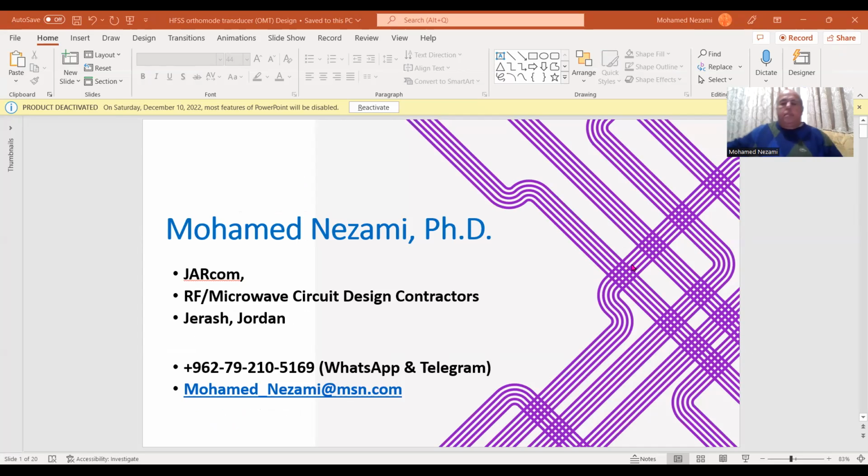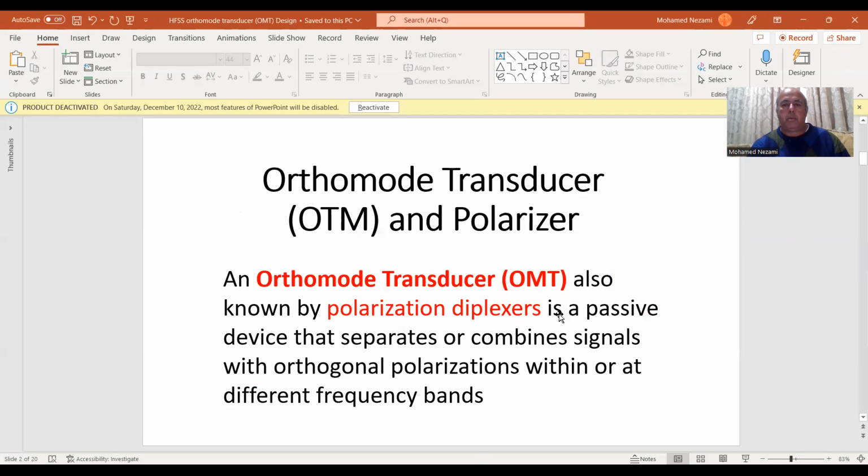Hello again. Okay, so let's continue with OMTs. Like I was saying, an OMT is a passive device that gets attached to the antenna system that can either separate or combine orthogonally polarized signals. It's very commonly used in SATCOM ground terminals, SATCOM transponders, on the satellite itself, or in line-of-sight microwave links to perform either diversity or capacity increase, doubling the capacity.